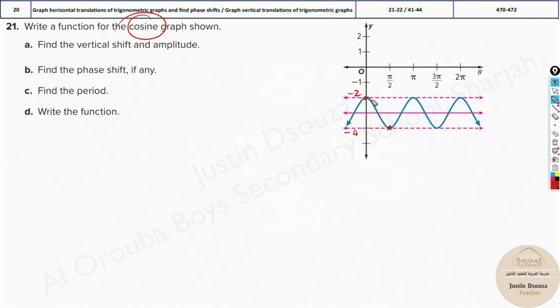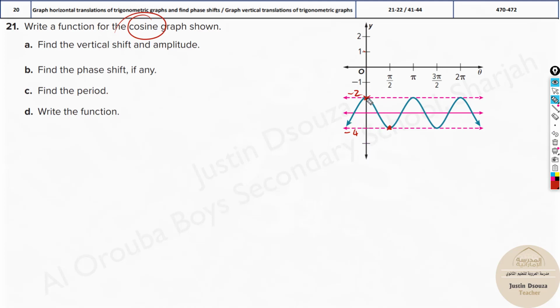And what else? We know it starts from up over here and it is going. Does the cosine function graph start from above? Yes, they do start from above. So that means there is no phase shift.